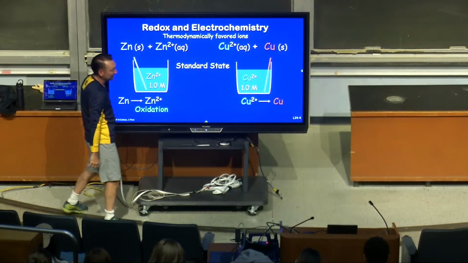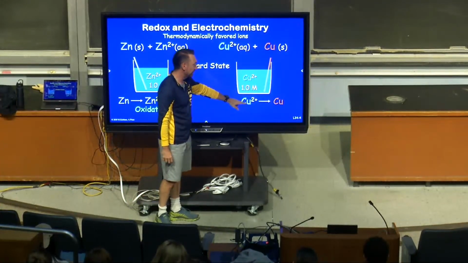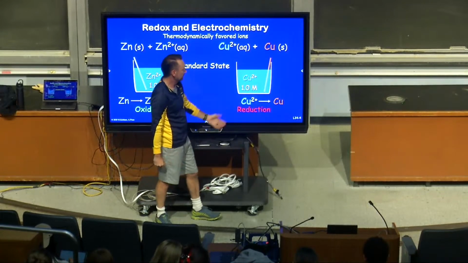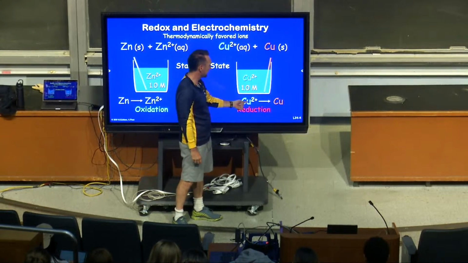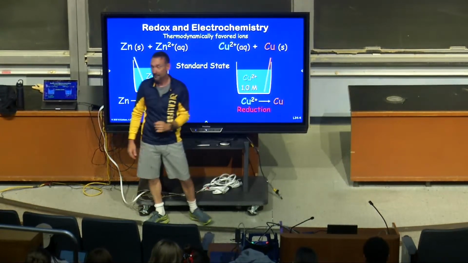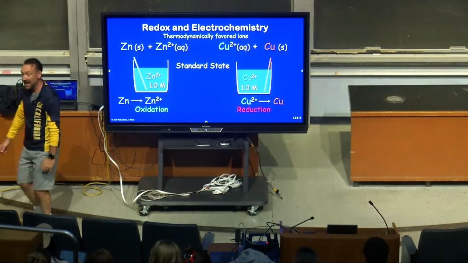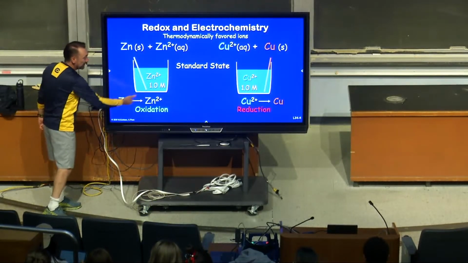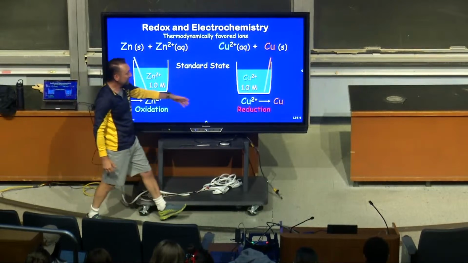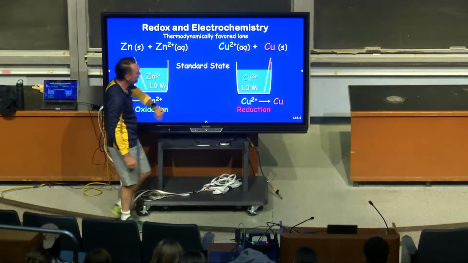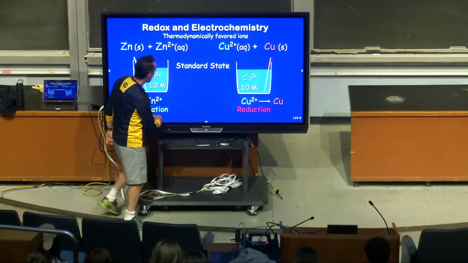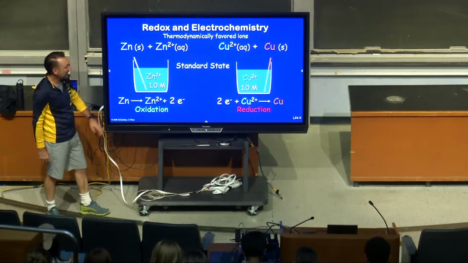Something else that could happen is a reduction. A reduction is a reduction in the oxidation number from +2 to 0. Either of those things can happen. They can go either way. The question is, thermodynamically, which one is favored, the metal or the ion? How are these things accomplished?